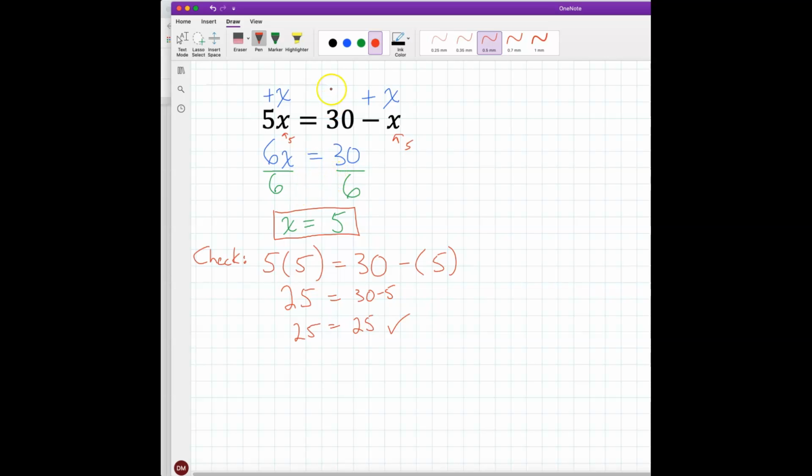So 1c is very similar to this. So when you do number 1c, okay, try to follow the same kind of pattern that I did.